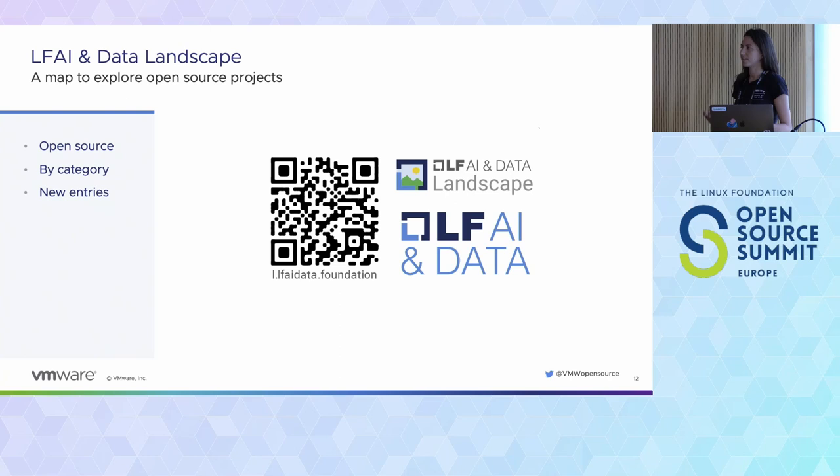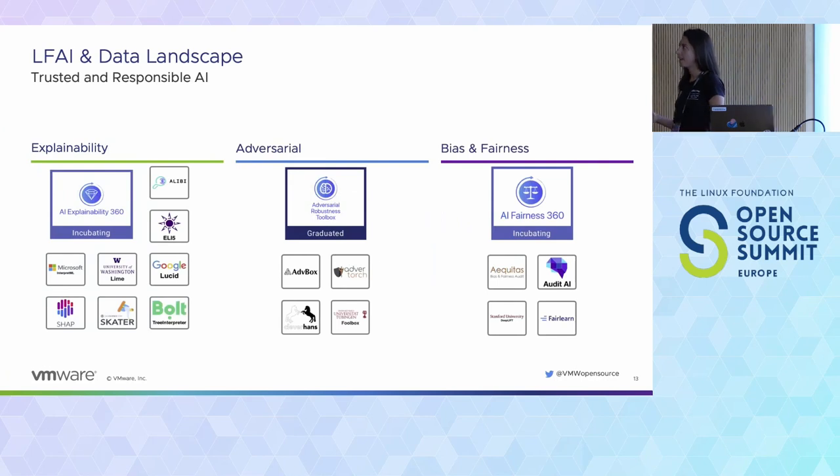And as I said, projects are grouped by category. And one category that is of particular interest to us today is trusted and responsible AI. The projects there are grouped in three: explainability, adversarial, and bias and fairness. And you can see these are projects that at least try to address the problems that Diana mentioned earlier. One other cool thing about this is that you can very quickly get familiar with a project, at least get some insights on the project health, because you can see the latest release, commits, things like that. Now we know this is by no means an extensive list of all the projects that exist, but we found our starting point.